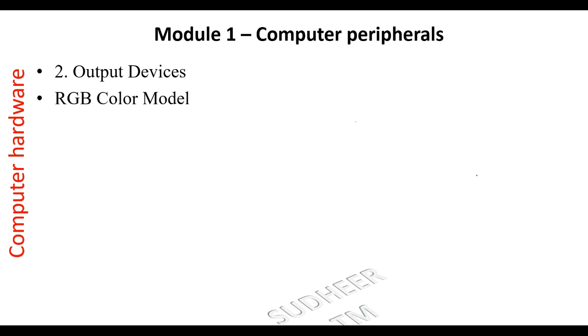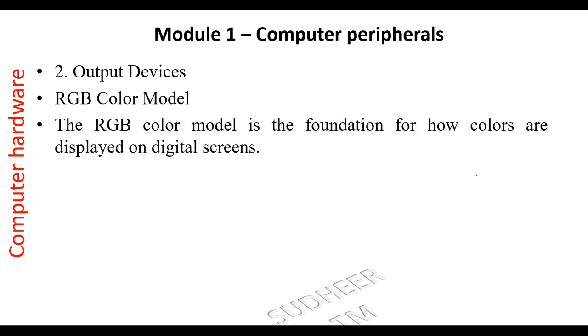And coming to the color displays, RGB, we already discussed the concept of color displays. In a color display, you have 3 pixels for each location, for each point. They are named the red pixel, green pixel, and blue pixel. That is what is called the RGB model. The RGB color model is the foundation for how colors are displayed on digital screens.